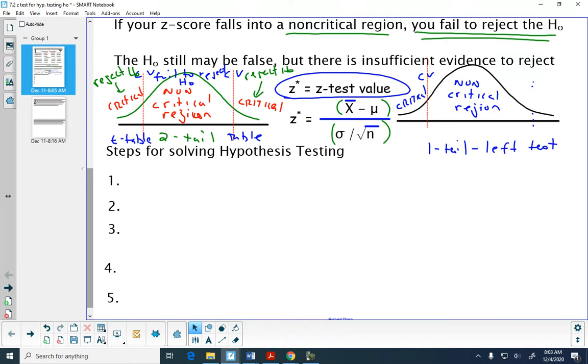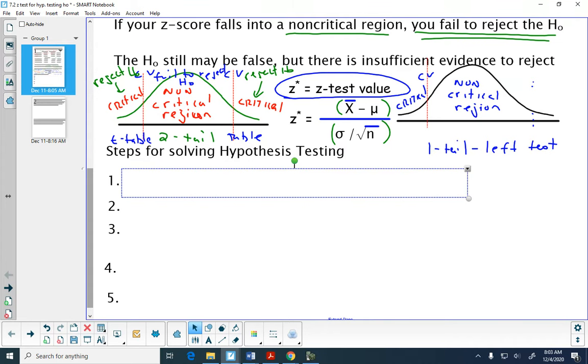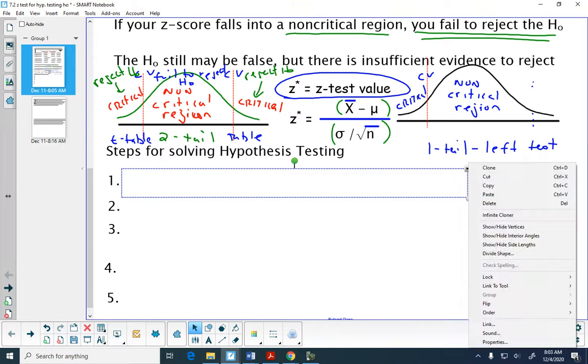And once again, if you do not get everything as we go along here, this will be a YouTube video. You can always go back to the YouTube video and be able to complete this. Steps that we'll be doing for hypothesis testing.